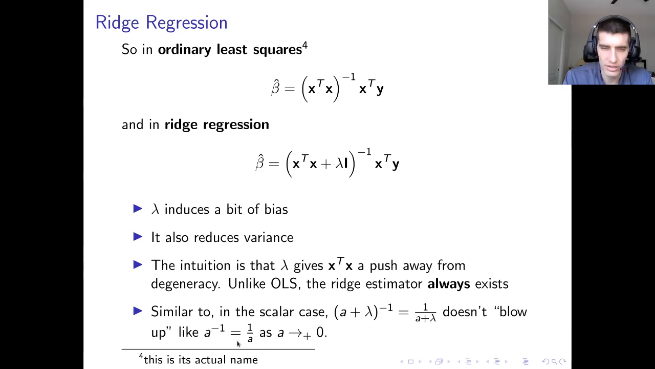But if I add some constant lambda here, again just thinking about scalars, this does not go to infinity. It doesn't blow up the same way, because as A goes to 0, I get 1 over lambda, instead of 1 over 0 going to infinity. Okay? So that's the idea. We're basically adding a constant bit to prevent this blowing up as X transpose X becomes non-invertible, or is near non-invertible.